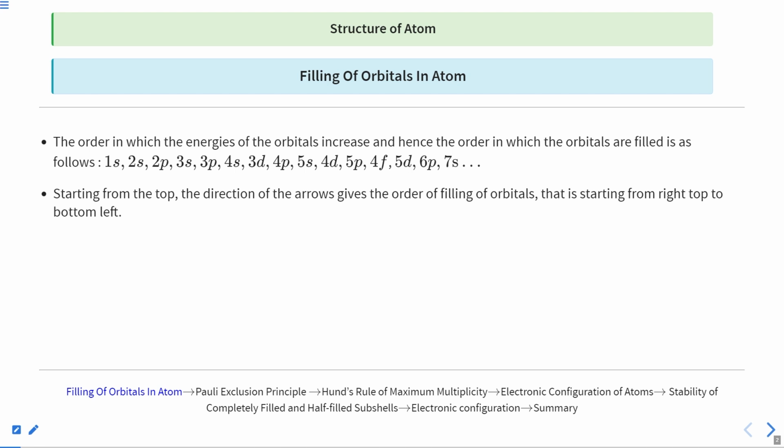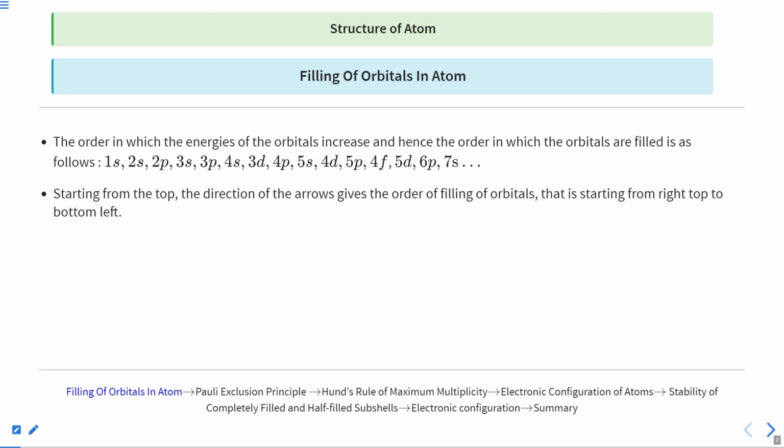So for 3p, n is equal to 3 and L is equal to 1. So 3 plus 1 is 4. Again, 4s will have the same n plus L value, so again we will look upon the n value. In this way you will go on rearranging the atomic orbitals and you will get a series of increasing energy. Now, how will the electrons fill?